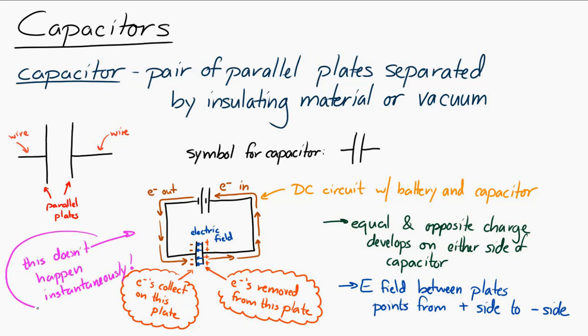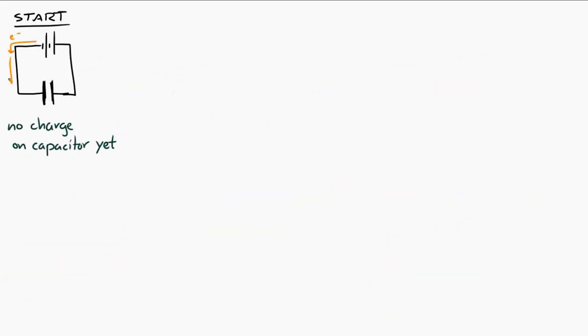Now, this development of charge on either side doesn't happen instantaneously. It develops over time. Let's think about that. In the beginning, when there's no charge on the capacitor, the battery is sending electrons out of this side and bringing electrons into this side. And the capacitor, without any charge on it, is just allowing that to happen.